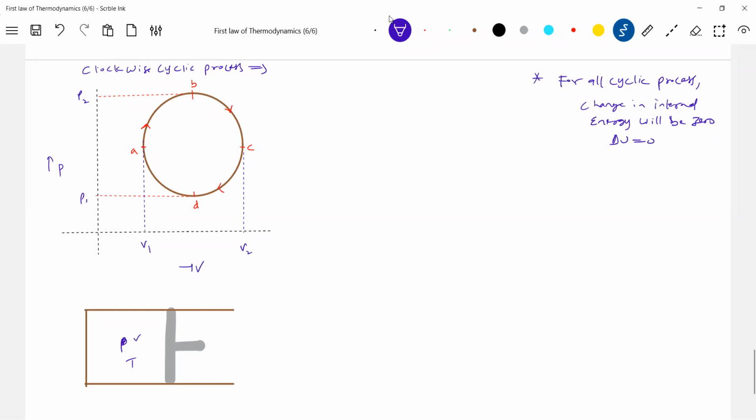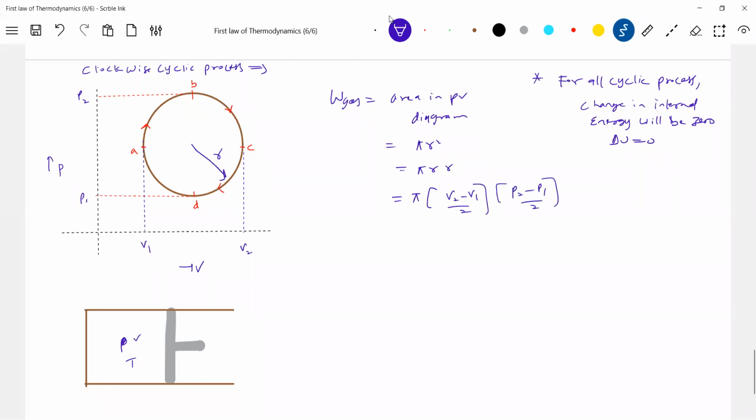Okay, let's calculate the work done. Area under the curve. What is the area? Area of a circle. That's all. So work done by the gas should be equal to the area in the PV diagram. So what is this area? Pi r squared, so pi into r into r. What is one radius? V2 minus V1 by 2. What is the other radius? P2 minus P1 by 2. So therefore this will be pi.